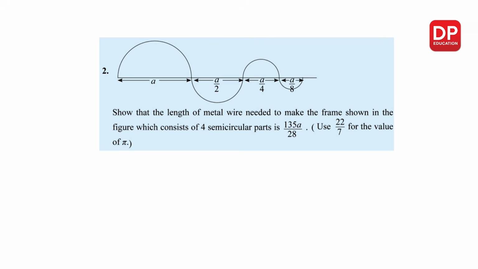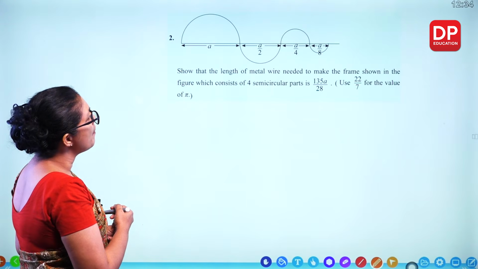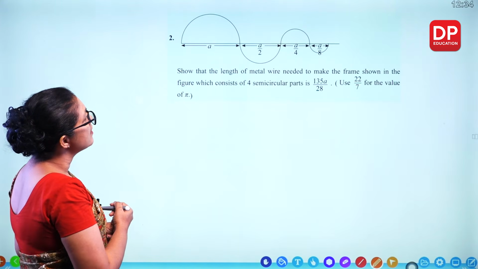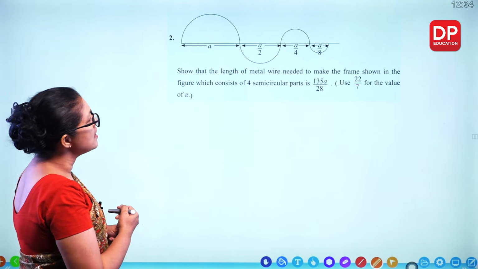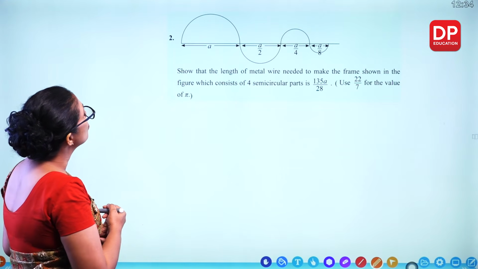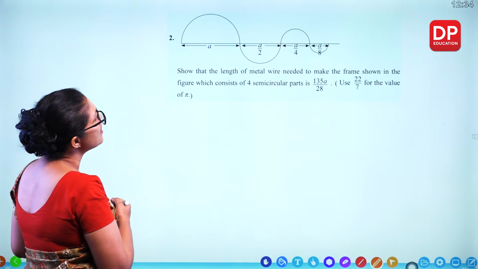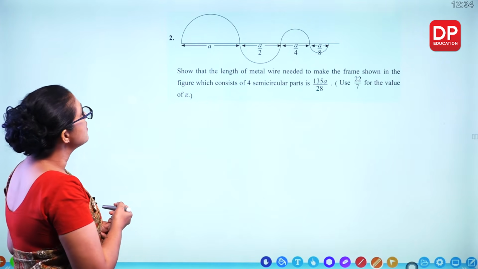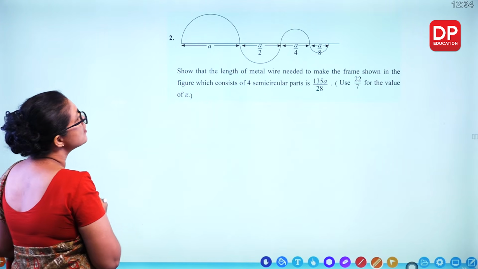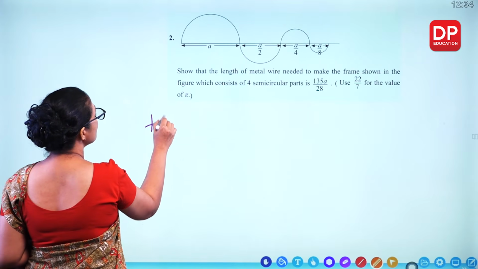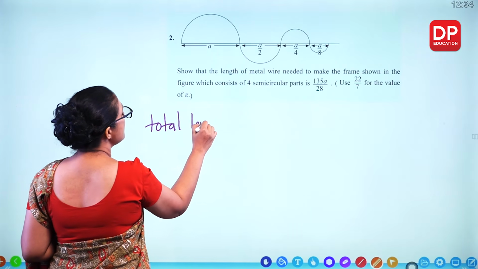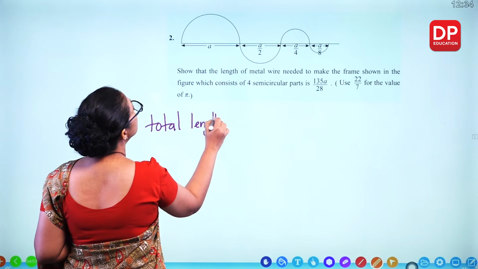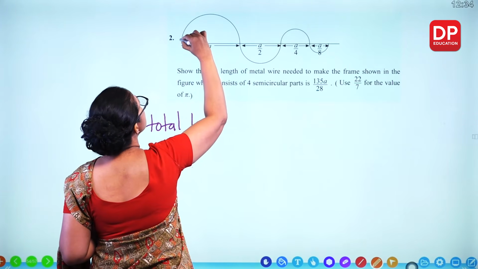Show that the length of metal wire needed to make the frame shown in the figure, which consists of 4 semicircular parts, is 135A/28. So different diameter values, so we have to take them separately. So what's the total length? Total length is the perimeter. Not the perimeter, the circumference.